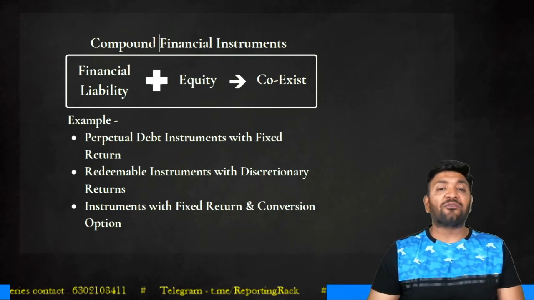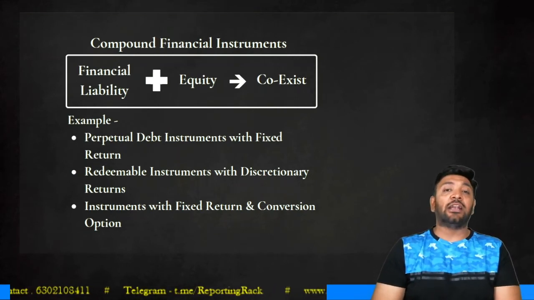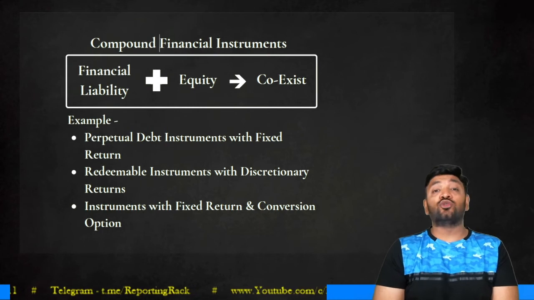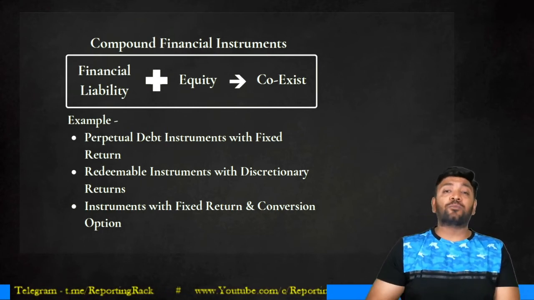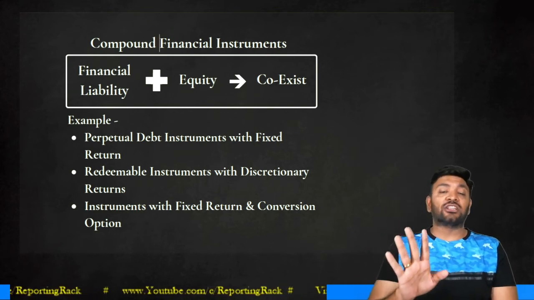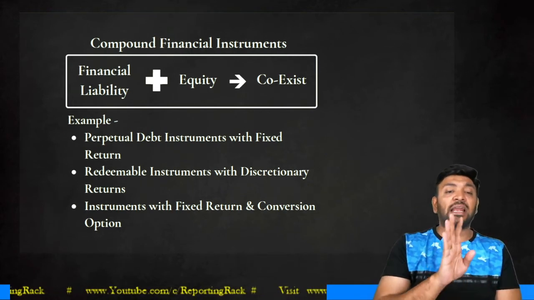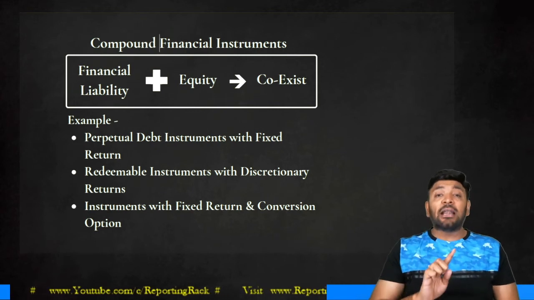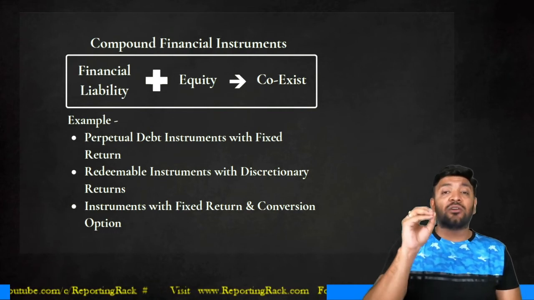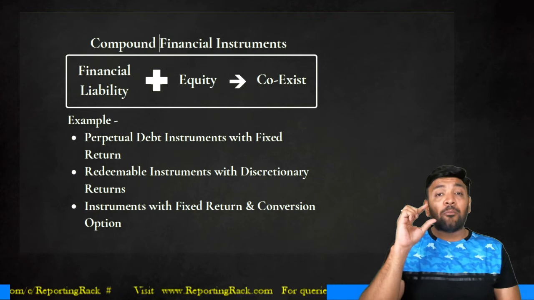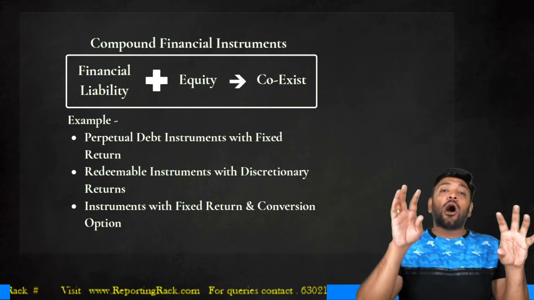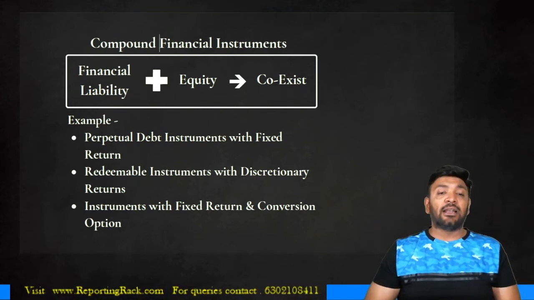Applying these principles to compound financial instruments, where both equity and financial liability coexist, let us observe. Let's say I have a perpetual debt instrument. There is no redemption. Redemption will only occur at the option of the company or at the time of liquidation of the enterprise. Purely the case of putable financial instruments, therefore, should not be classified as financial liability, should be an equity instrument only. But they have fixed returns every year. That means I have an obligation to pay a fixed amount of interest every year. That amount of fixed interest is a financial liability. The instrument as such is an equity, but the obligation to pay fixed returns is a financial liability.